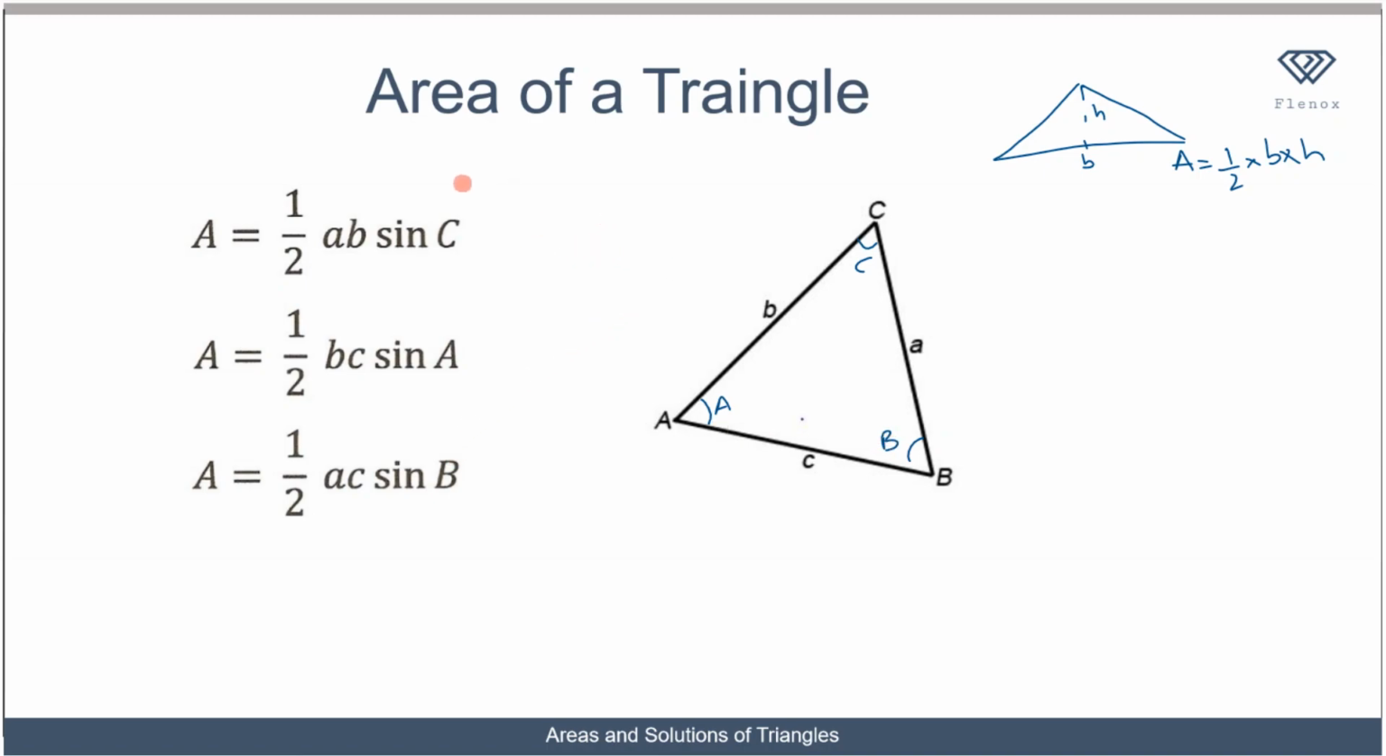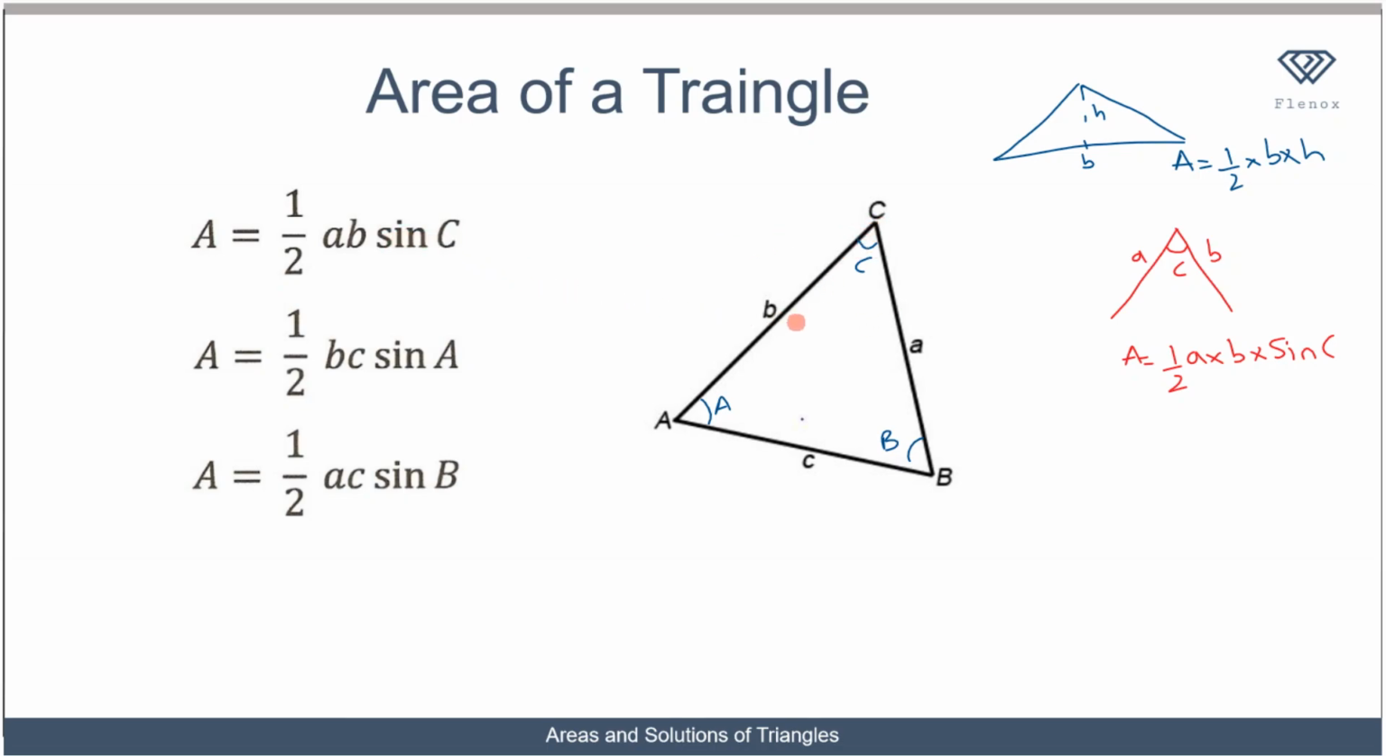So let's assume we have a triangle now in which we know two of the sides. We know the length of two of the sides of the triangle, and we know the angle between those two sides. We can find the area of the triangle, and the area of the triangle is given as what? Half times the product of the two sides, a times b, then times the sine of the angle between them, times sine C.